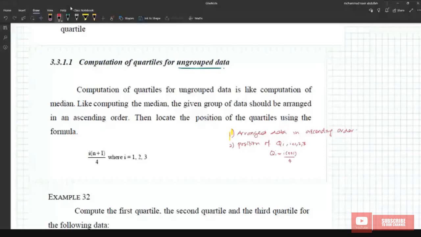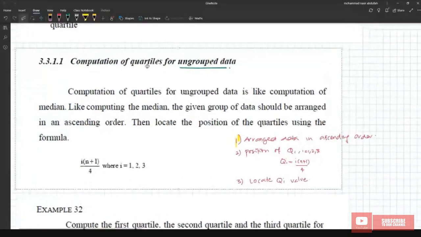And step number 3, we locate the position of the quartile i value, right? So this is the step of calculating quartile for ungrouped data, right?